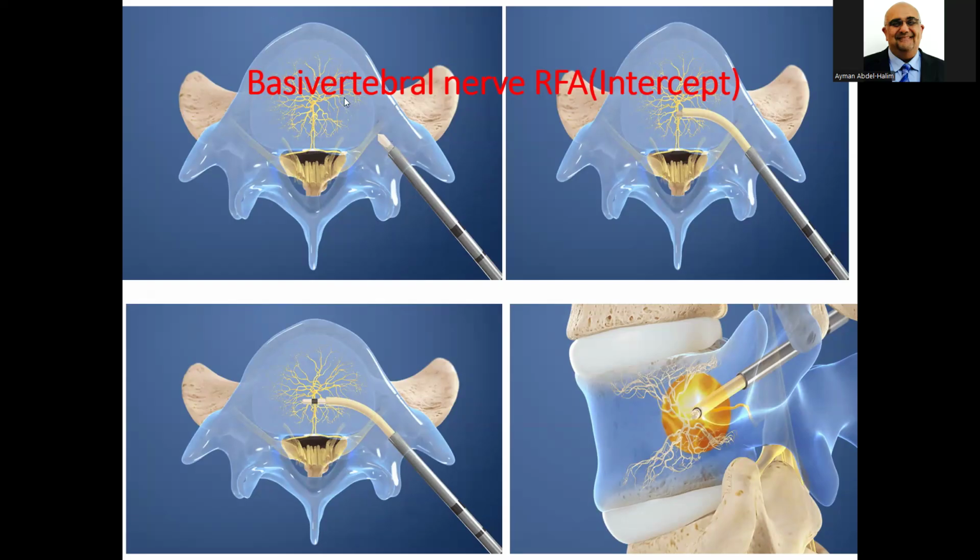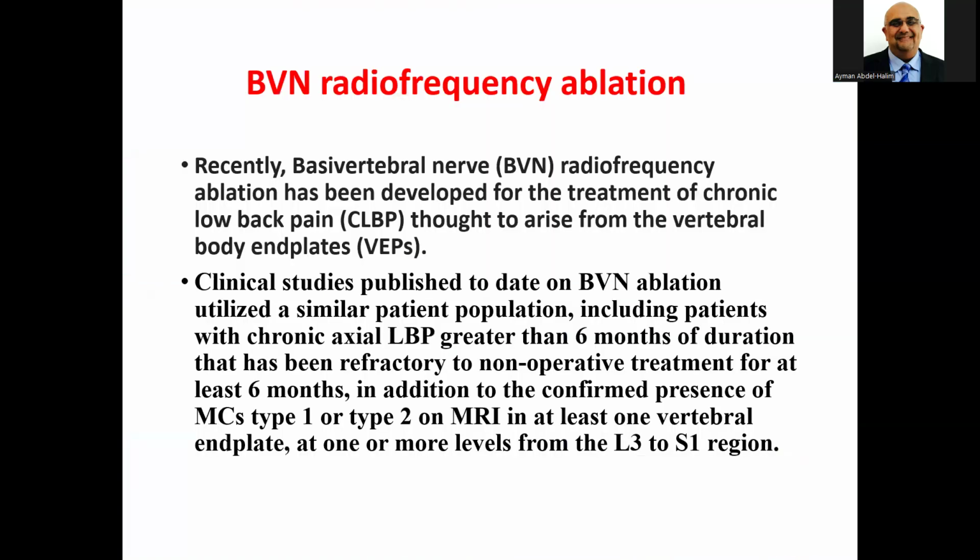The procedure itself, you go with a needle inside the vertebral body, and then you introduce this catheter here that will basically burn the nerve in the middle of the vertebral body. A very fascinating procedure. So again, it's utilized in patients with chronic axial lower back pain of greater than 6 months duration, which is refractory to non-operative treatment for at least 6 months. So this is not something you jump on. This is when everything fails, basically.